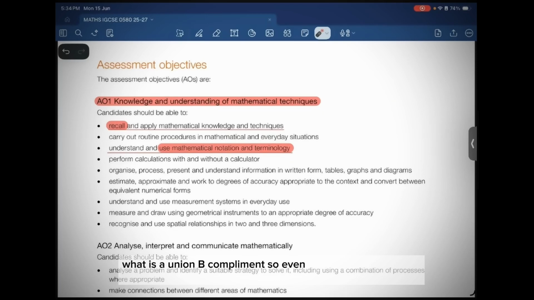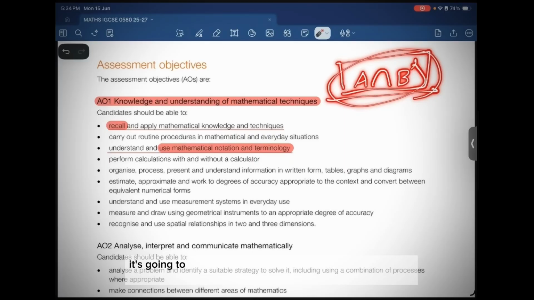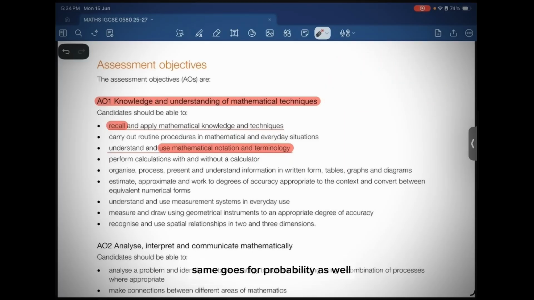So even though, if you look at it from a layman's point of view, this probably doesn't mean anything, to us, it's going to mean a lot when we're attempting a question. Same goes for probability as well. There will be notation and terminology there that will be harder to grasp.